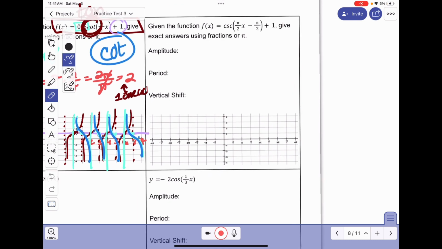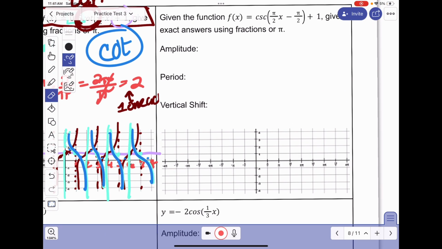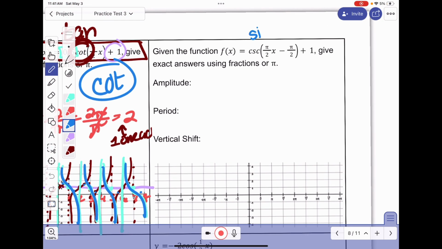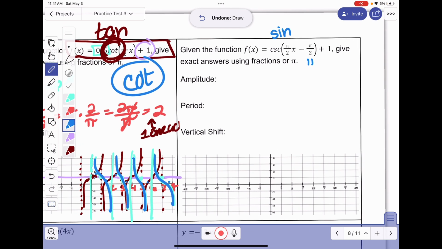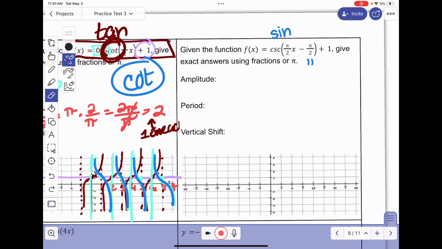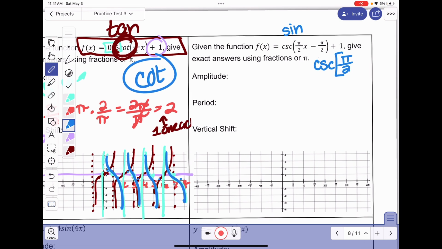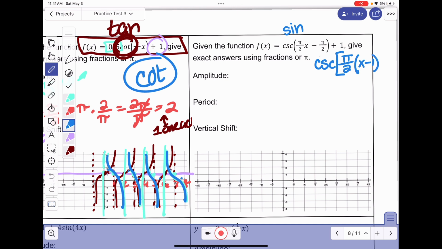Okay, so this one's cosecant. Cosecant is the opposite of sine, so we're going to do sine. Because I have a phase shift and a period shift, I'm going to divide that out first. So I'm going to rewrite this equation as cosecant of pi over 2, and then if we divide those by pi over 2, we just get 1s. So there's nothing in front, so our amplitude's 1.